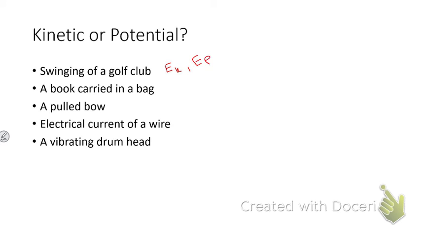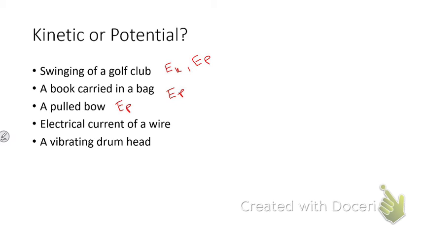You bet. A book carried in a bag. Let's say we're not walking. So it's just potential? Yeah, good. If we're just holding that book in a bag, it is potential energy, sure. A pulled bow. Potential, good.